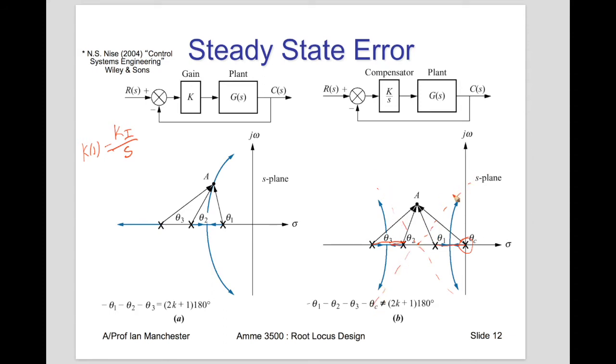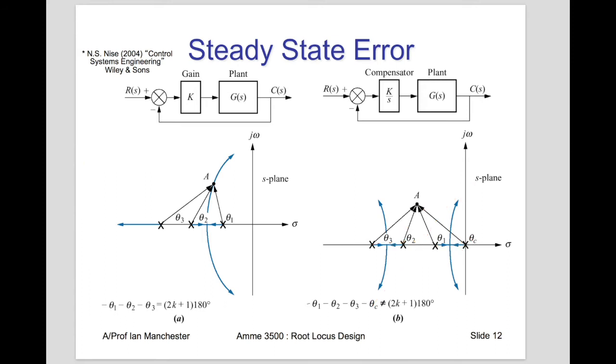And so whereas before we had this point A, which looked like a good pole location for us, now by adding an integrator at the origin, if we just have this pure integrator controller, then we've totally changed the shape of our root locus, and it's no longer possible to get anywhere near this point A. So what can we do?